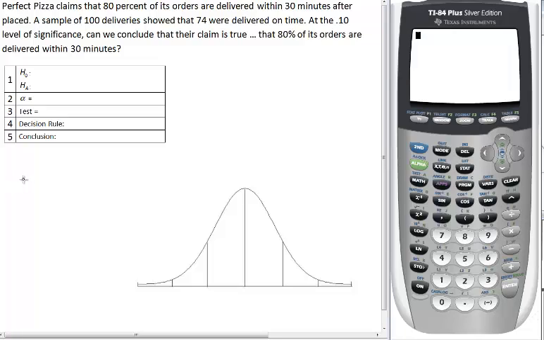Good day, students. Today we're looking at another solution in the series of hypothesis testing. Today's example is an example of a one sample proportion test.